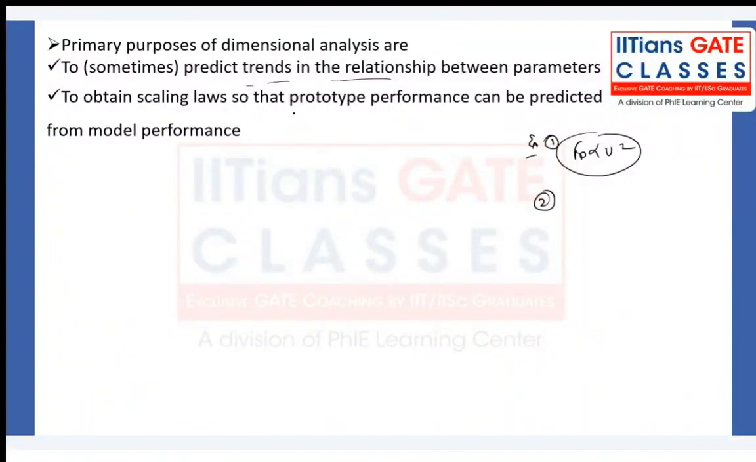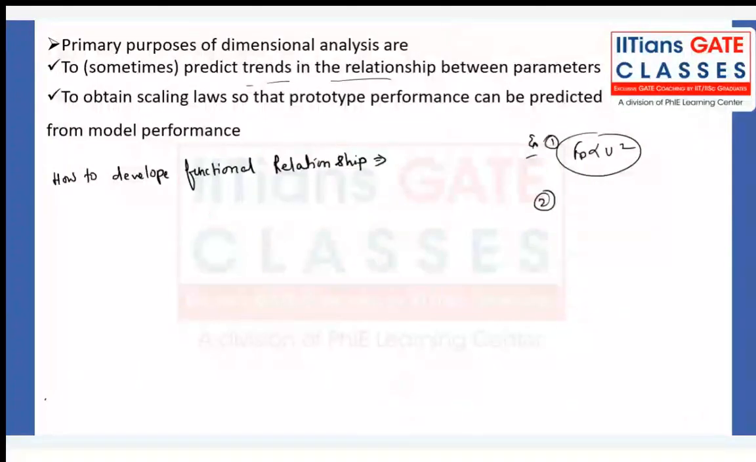Now, how to develop the relationship? The first question is how to develop a functional relationship. Again, that is very simple. If I take one example, I can take anything, for the sake of simplicity.